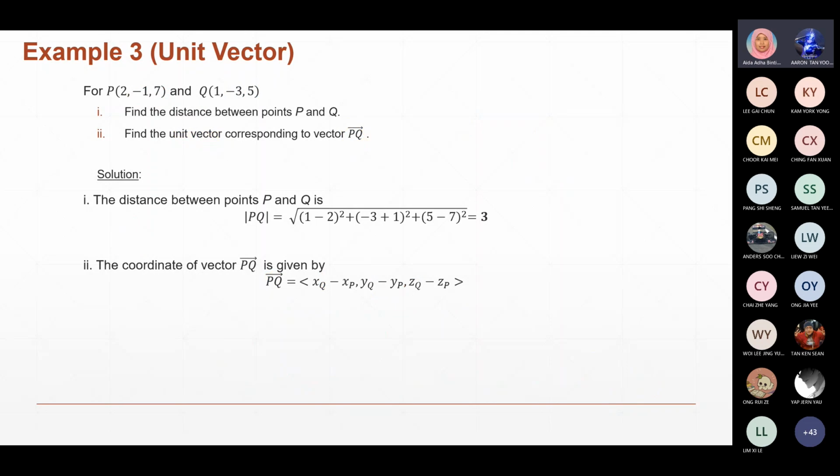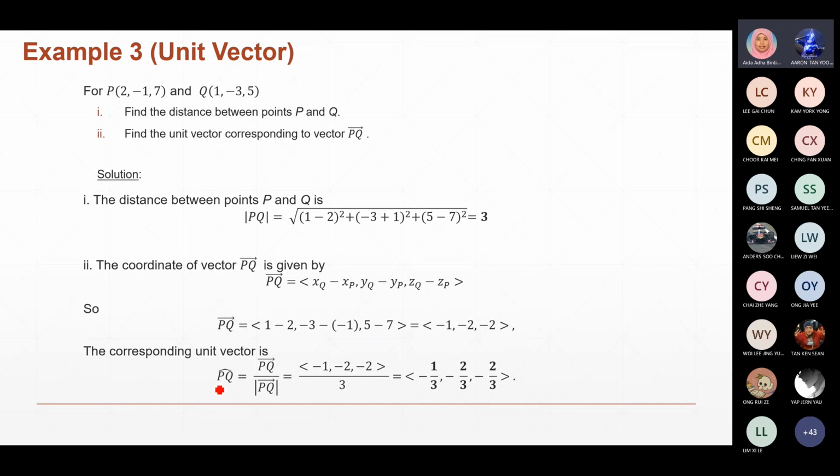So for this one, this is the vector PQ. You can see 1 minus 2, sorry, you have negative 1, and negative 3 minus negative 1, you will have negative 2, and for the k component, 5 minus 7, you have negative 2. So this is the vector PQ.